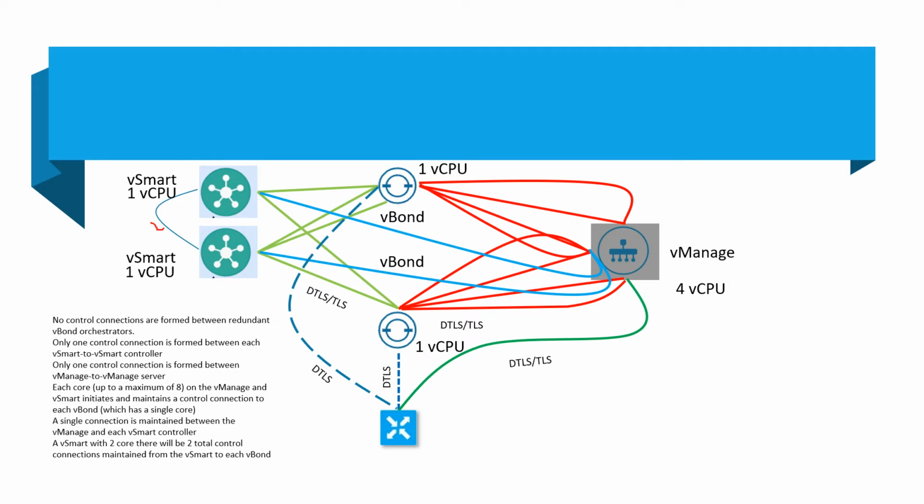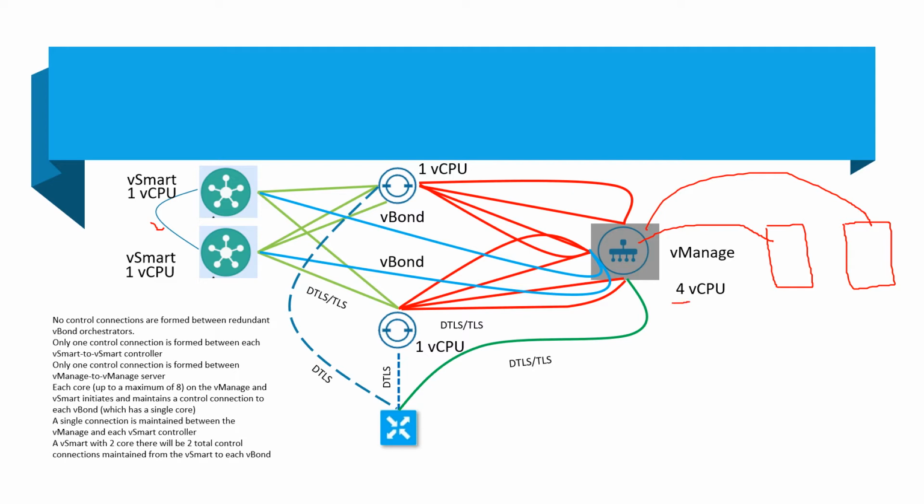Only one control connection is formed between vManage and vManage server. In a cluster of vManage, you might have multiple vManage instances, and there are not going to be many connections. It's limited to one connection. If you have multiple vManage, that is going to be like that. Each core, up to a maximum of 8, on the vManage is possible. And vSmart initiates and maintains a control connection to each vBond.